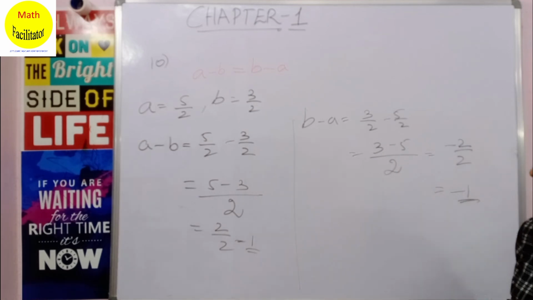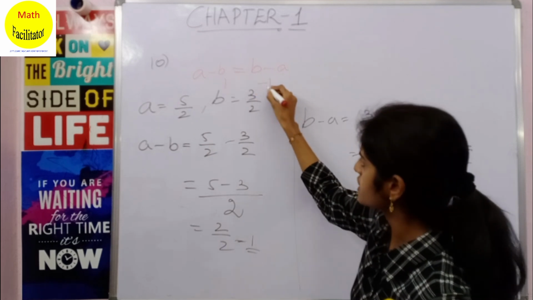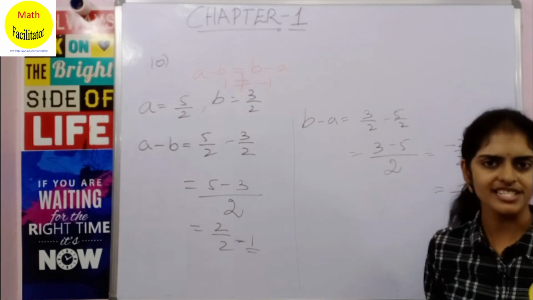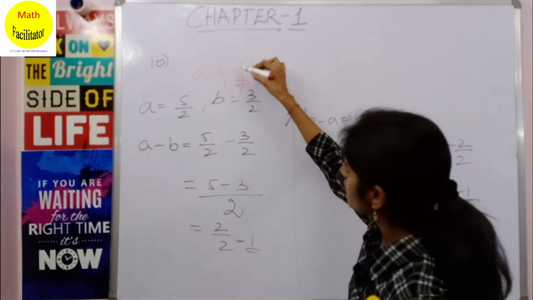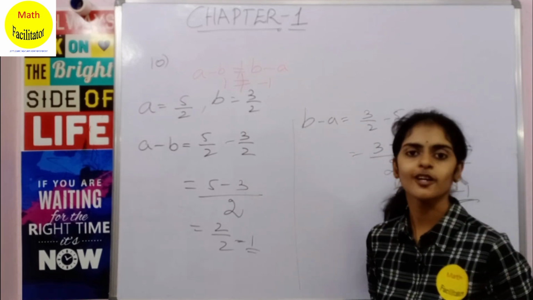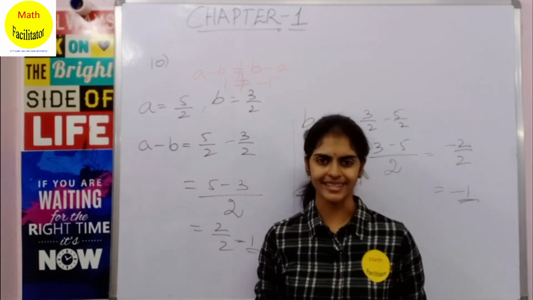Okay, clearly this is 1 and this is −1. You know that 1 is not equal to −1. So a − b is not equal to b − a. So we can conclude that rational numbers are not commutative under subtraction.